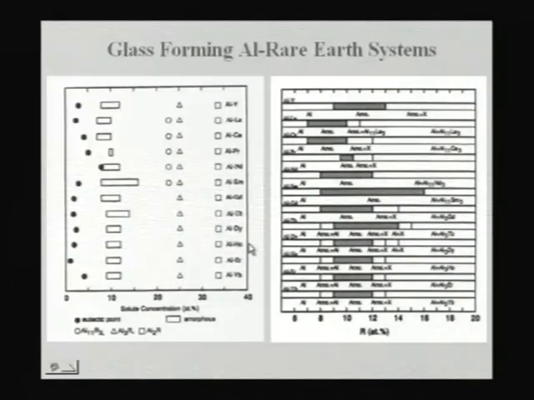And there are rare earth systems, aluminum based rare earth systems, where glass formation is very easy. Most of the aluminum rare earth systems, glass formation is very easy, but the composition ranges are very narrow. If you look at this system, there are a number of binary aluminum rare earth systems shown here: aluminum yttrium, aluminum lanthanum, aluminum cerium, aluminum neodymium, aluminum samarium, gadolinium, and so on. If you look at all of them, in all the cases you can get a glass, and this box tells you the composition range in which you can get a glass. It is usually in the range of around 10.